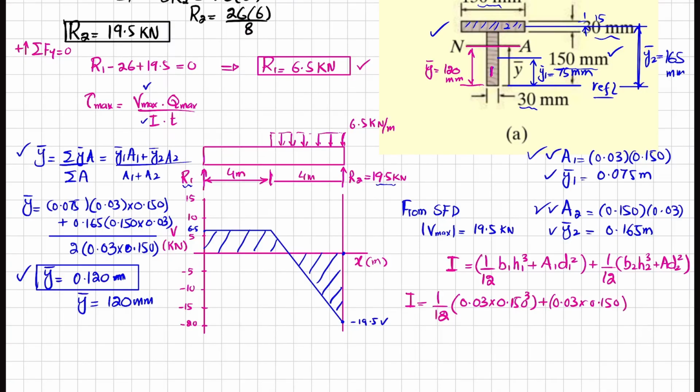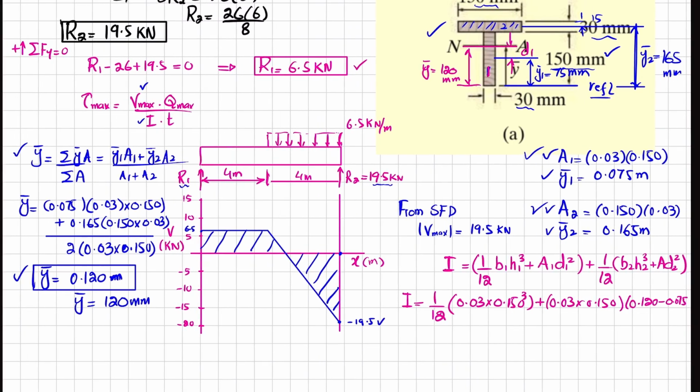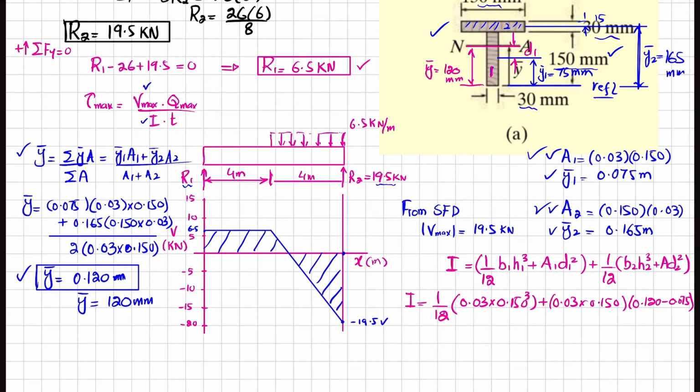And what is D1? So D1 is distance from neutral axis till the mid of this section. So you can see this distance is 120 and this distance is 75. So you can get 0.120 minus 0.075 will give you D1. So I will write it over here. This distance will be D1. So D1 is 0.120 minus 0.075. Okay. Whole square. This will be the moment of inertia of the first plus 1 over 12.